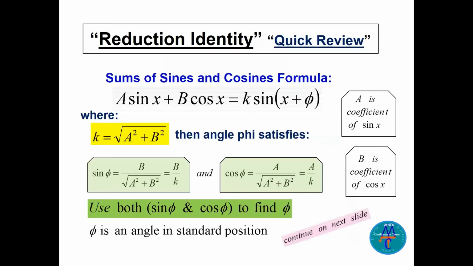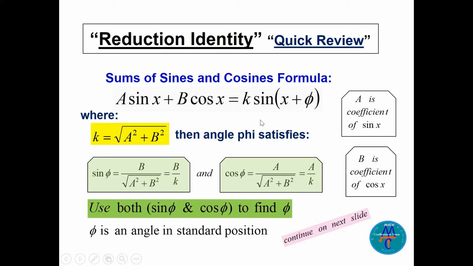Now, if you forget the reduction identity, I can give you a quick review on the reduction identity. Reduction means we have a sum of sines and cosines like this, a sine of x plus b cosine of x. We can call a the coefficient of sine of x, and b the coefficient of cosine of x. So this expression is equal to k sine of x plus phi.